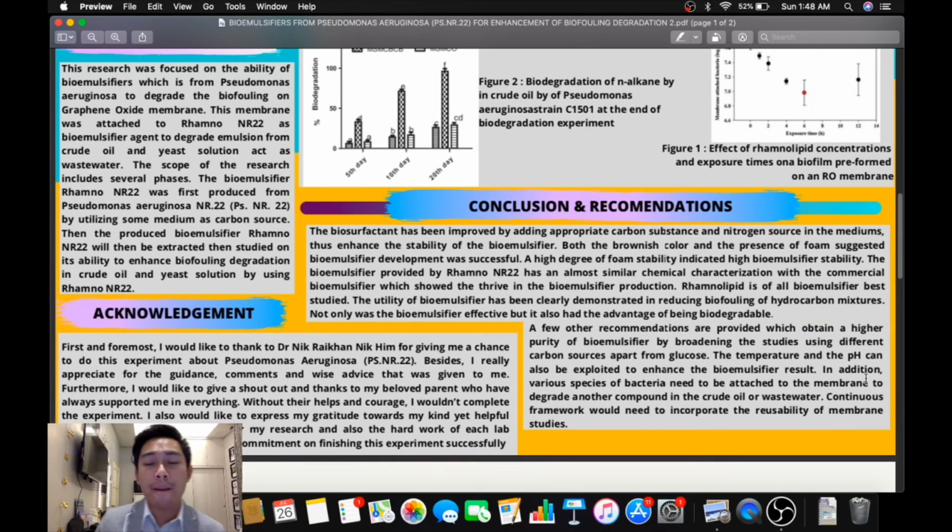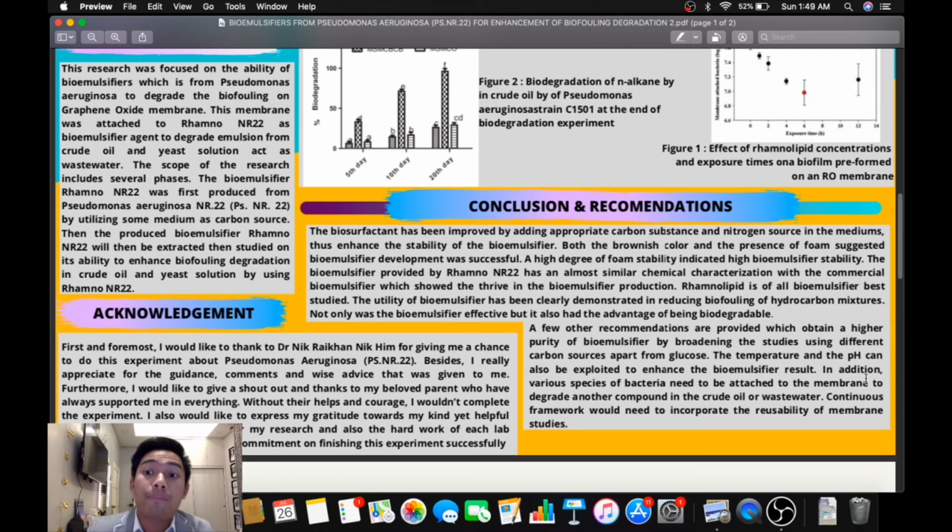The production process of the NR.22 bioemulsifier recorded several significant results. The biosurfactant has been improved by adding an appropriate carbon substrate and nitrogen source in the medium, thus enhancing the stability of the bioemulsifier. Both the brownish color and the presence of foam suggested bioemulsifier development was successful. A high degree of foam stability indicated high bioemulsifier stability.